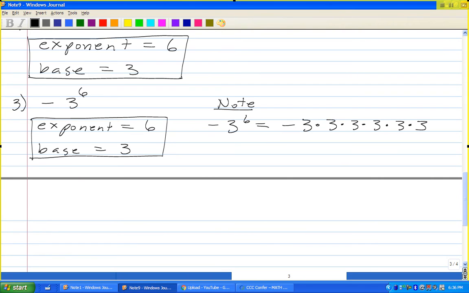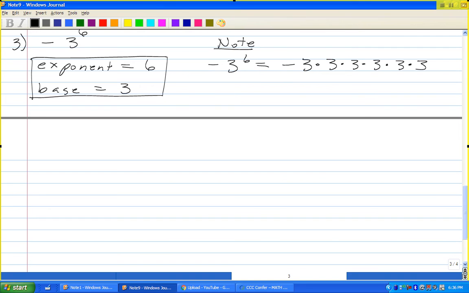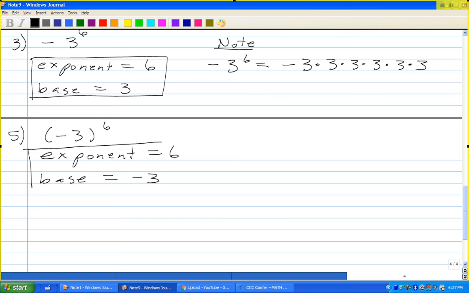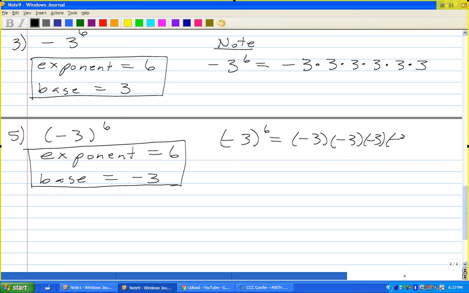Do problem number 5. So note the following. (-3) to the 6. The exponent in this case is 6, but the base is -3. So in this case, I have (-3) to the 6 means that I multiply -3 six times.